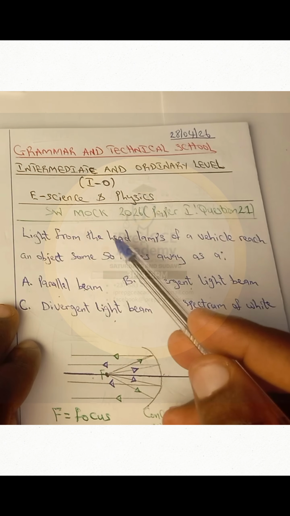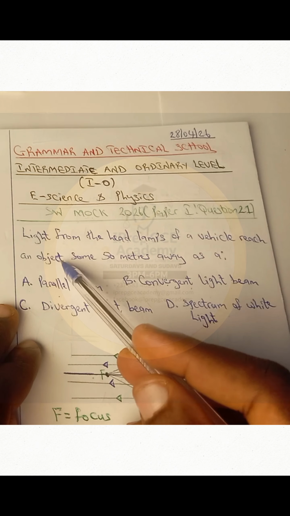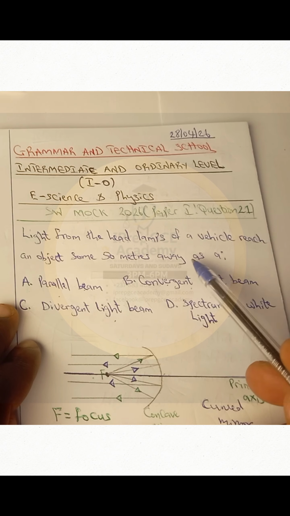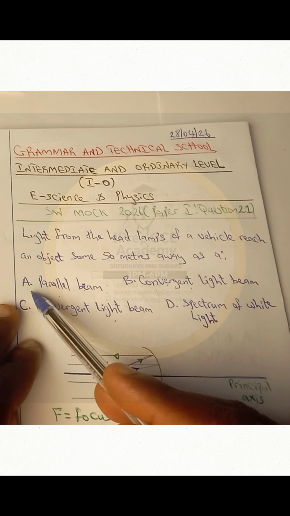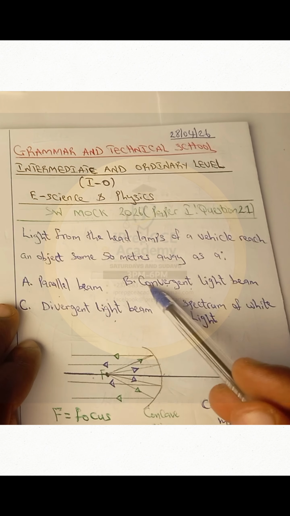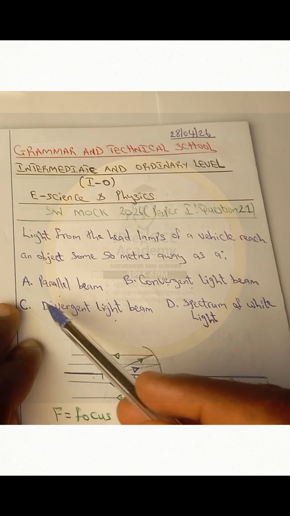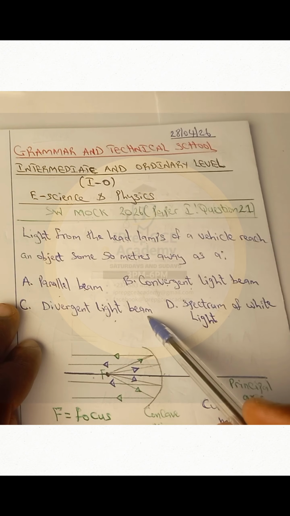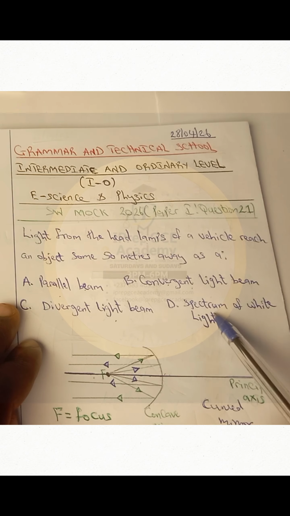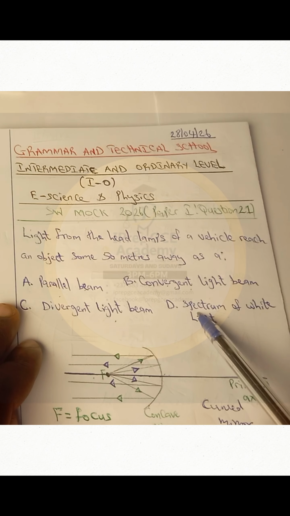It says light from the headlamps of a vehicle reach an object some 50 meters away as A. Parallel beam, B. Convergent light beam, C. Divergent light beam, and D. Spectrum of white light. Let's start looking at all these from the fourth option.